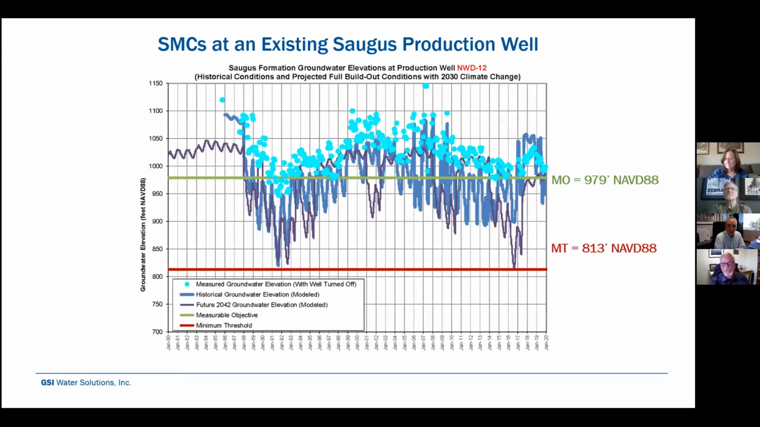We did the same thing for the Saugus. You can see it has a very different kind of response in the water level hydrograph. Again, this dark blue line represents the predicted future water level in the year 2042, and we set the minimum threshold at that lowest predicted level. The measurable objective target would be an average through that period of time. That gives you an example of how we would set these at each of our representative wells for evaluating how we're doing with respect to sustainability.